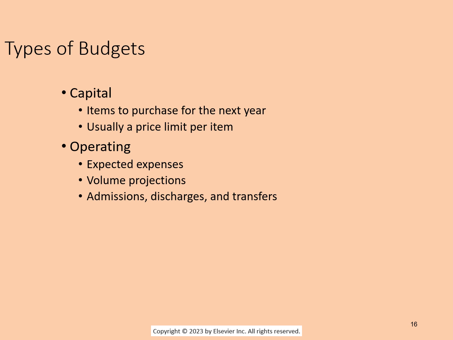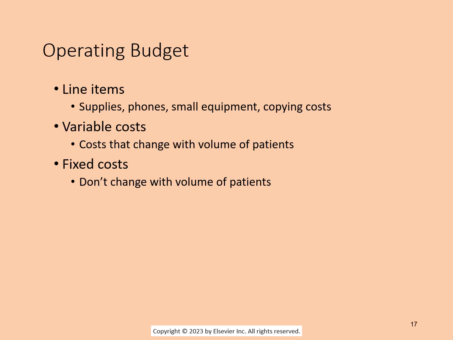You've got to have enough patients on the unit. So you look at your admissions, your discharges, and your transfers, and that's how you're going to come up with your operating budget. So again, if you're not admitting anybody to the floor, and you're discharging, guess what? Your operating budget is going to be offset. Again, that operating budget is going to look at, like I said, day-to-day things, your line items like your supplies, your phones, small equipment, copy costs.